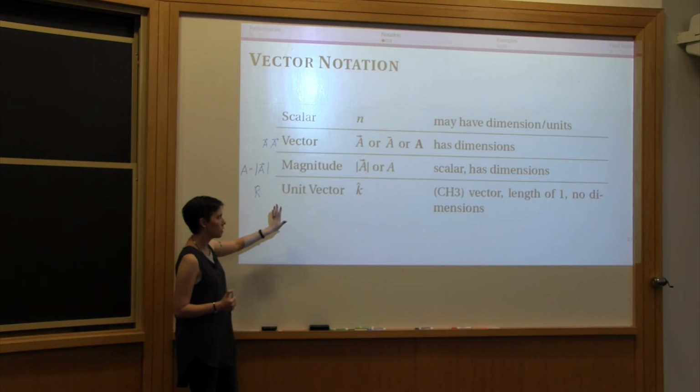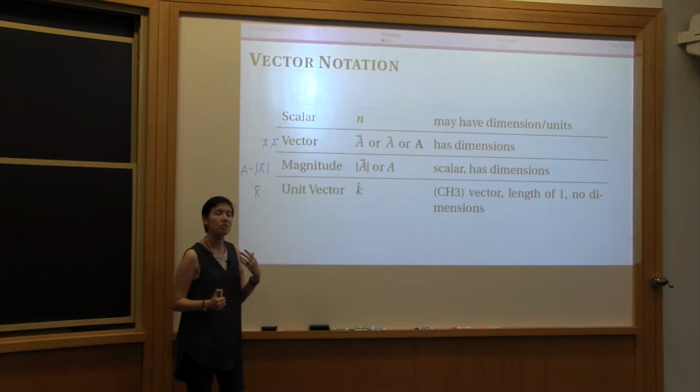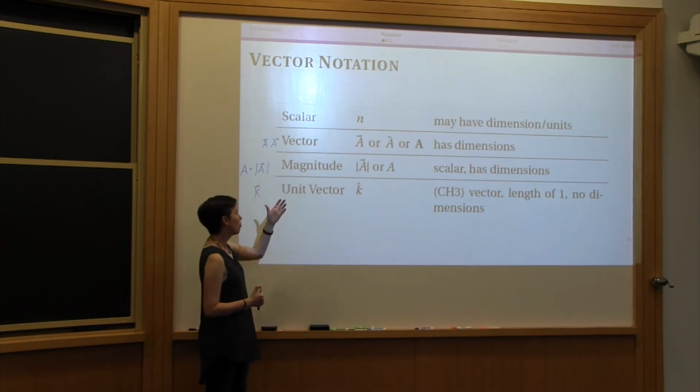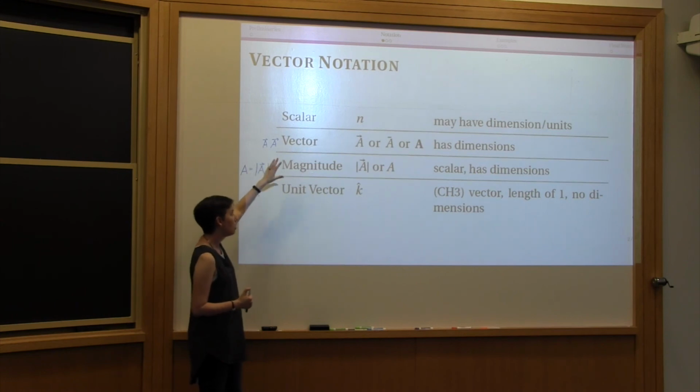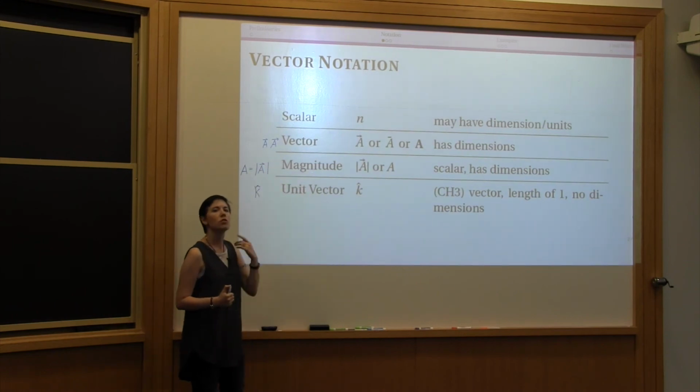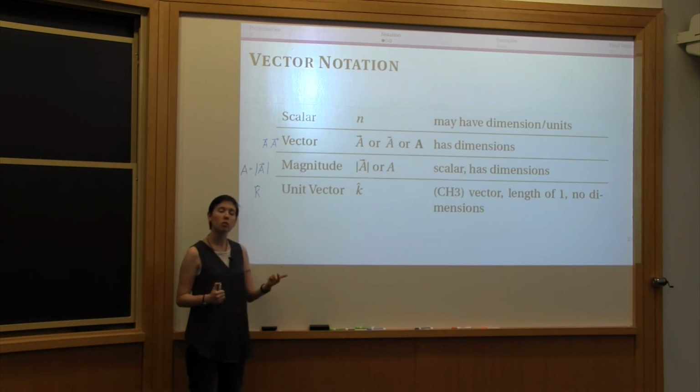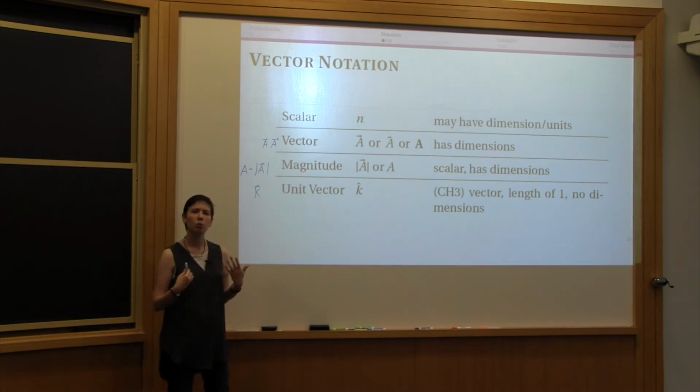So it's fairly important that when you're trying to communicate a specific type of quantity, whether it's a vector, a scalar, or a magnitude or a unit vector, that you're consistently using this notation so it's clear to the person looking at your work what you intend to mean.